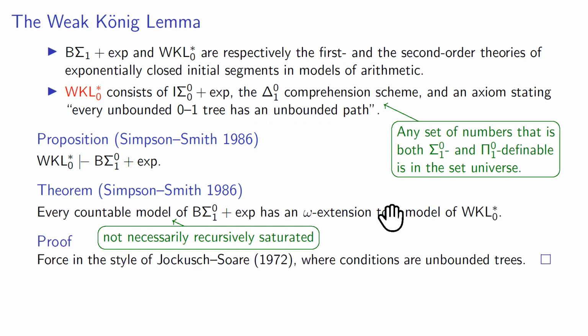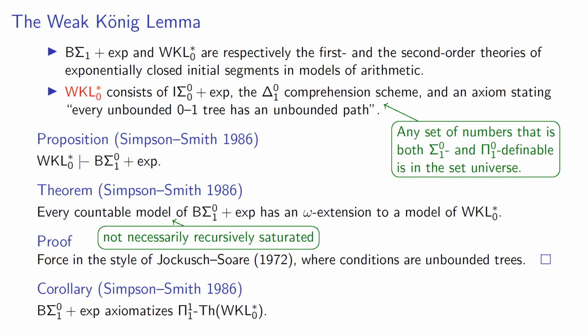The proof of this is forcing. You take a tree that you have in the model that is unbounded, you shrink it by forcing so that you have a path left. You only have a path left. And in the process, you can preserve the induction that you already have, and you iterate this, you get a model of WKL. So this is forcing in the style of Jockusch and Soare.